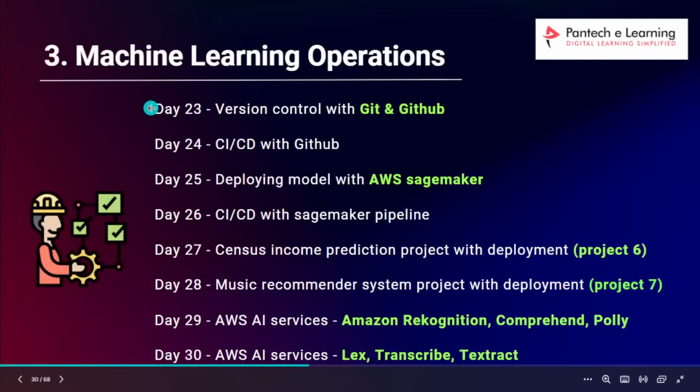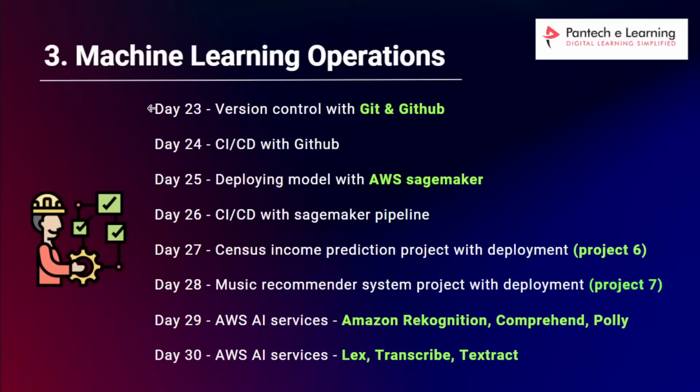And then we are going into the final part. This is important, guys. This is machine learning operations. So when you come to this, you will know all the basics of AWS and machine learning. And this is the important step, guys, machine learning operations. To start with it, you have to know about Git and GitHub.